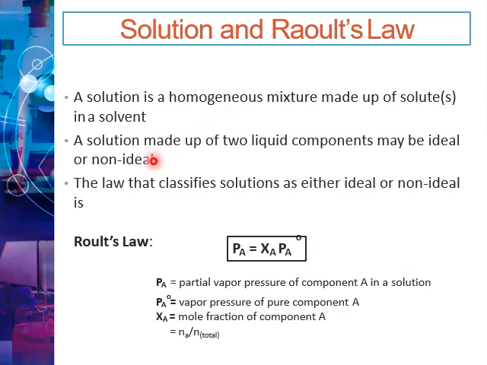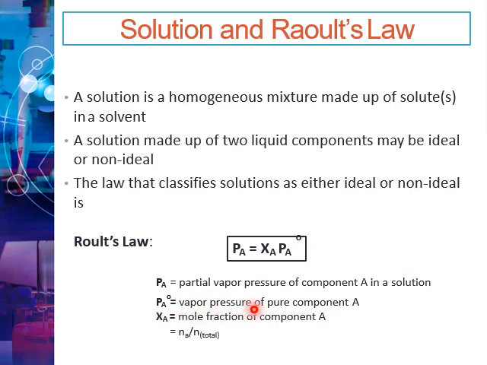A solution made up of two liquid components may be ideal or non-ideal. The law that classifies a solution as ideal or non-ideal is known as Raoult's law. Raoult's law formula is PA = XA PA°, so notice the naught on the top, where PA is the partial vapor pressure of component A.